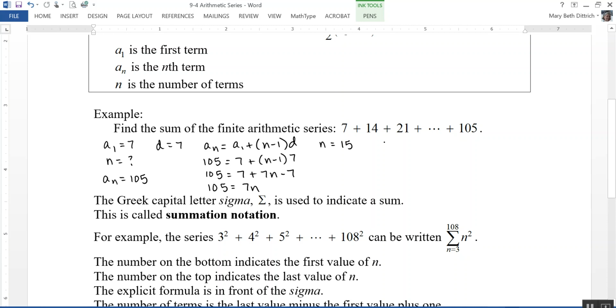Now I can use my sum formula. So S sub n is equal to n over 2 times the first term plus the last term, and plugging that into my calculator, that gives me that the sum of this series is 840.